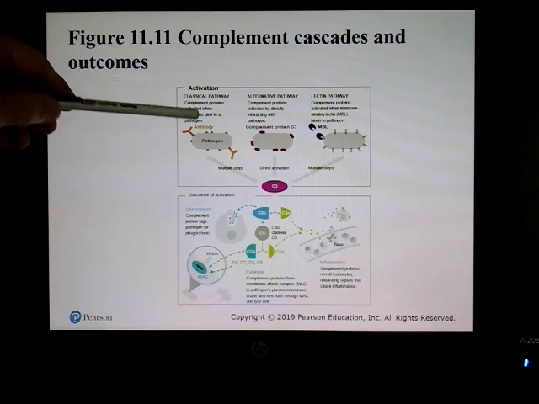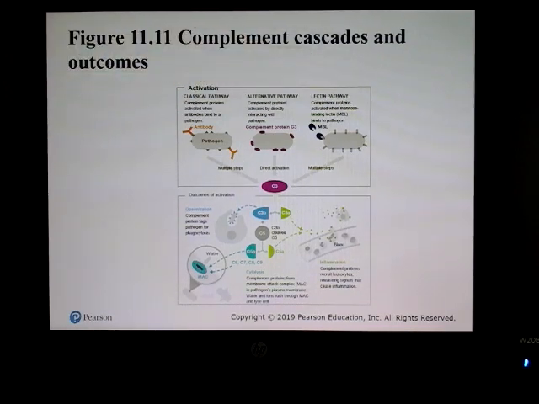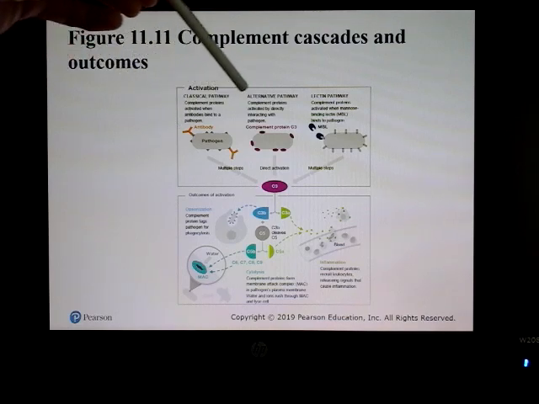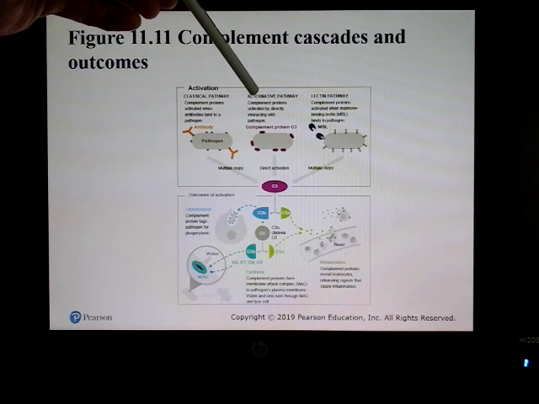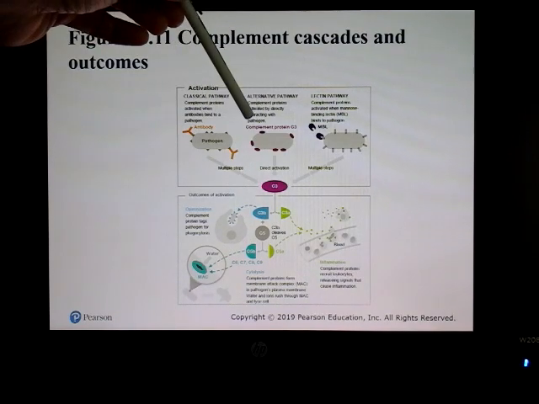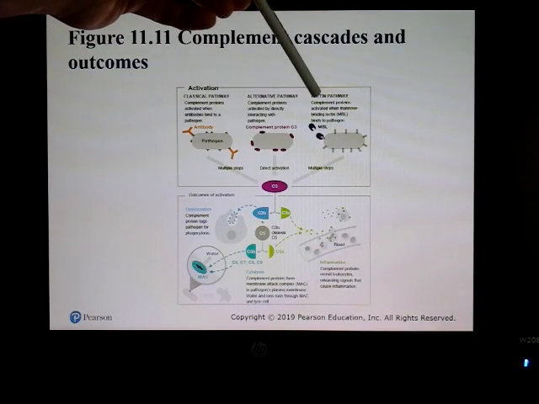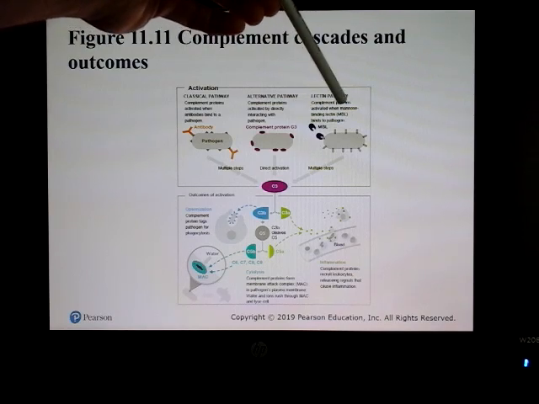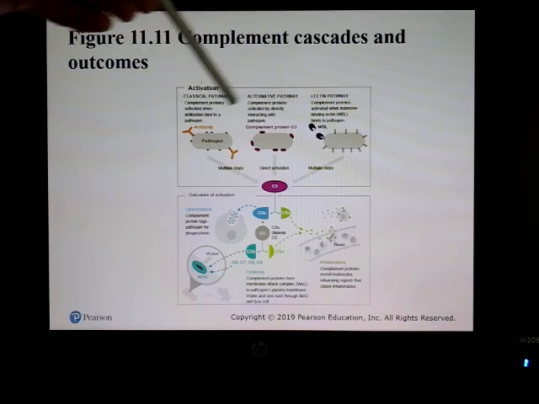So what happens is that all 3 of these get activated in different ways. For instance, in the classical, it gets activated when antibodies bind. Alternative will get activated by directly interacting with the pathogen. So these are important facts to know for your exam. Also, the lectin pathway gets activated when mannose binding lectin binds to the protein.